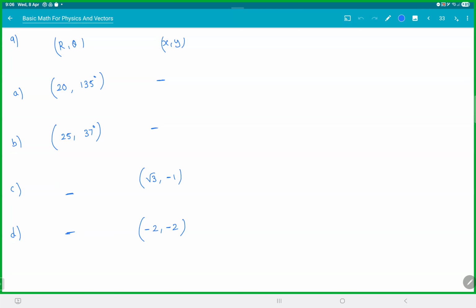So 20, 135. How do you do it? Just draw a circle. So we got a circle of 20, 135 degrees. The point is somewhere here. This is 135, meaning this is 45. If you drop a perpendicular here, and this is 20, this base will be how much? 20 by root 2: 20 cos 45, 20 sin 45.